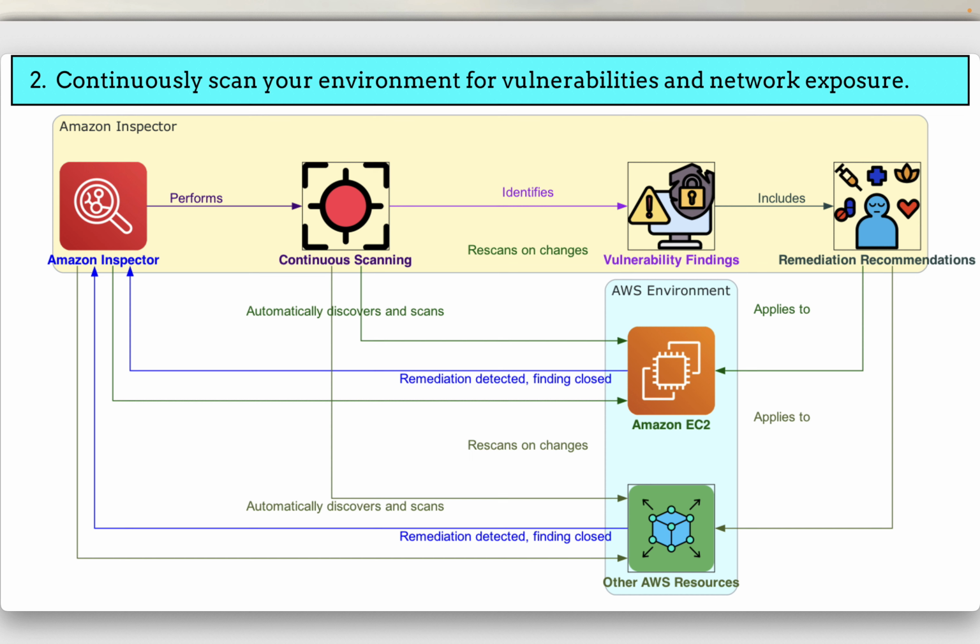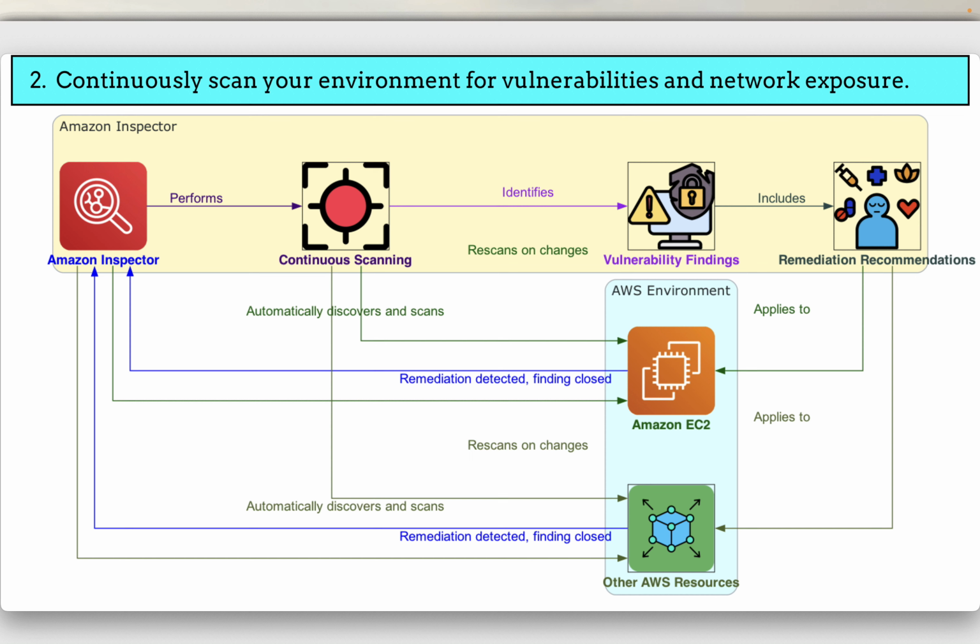Second feature, continuously scan your environment for vulnerabilities and network exposure. With Inspector, you don't need to manually schedule or configure assessment scans. Inspector automatically discovers and begins scanning your eligible resources. Inspector continues to assess your environment through the life cycle of your resources by automatically rescanning resources in response to changes that could introduce a new vulnerability, such as installing a new package on an EC2 instance, installing a patch, and when a new common vulnerabilities and exposures (CVE) that impacts the resources is published.